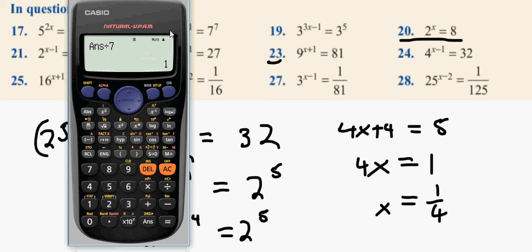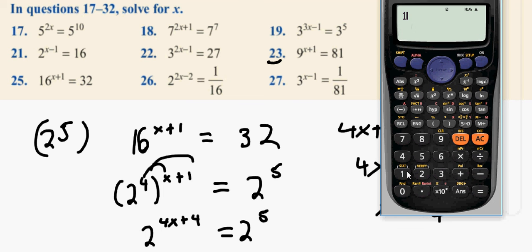Is there any way of checking my answer to be sure I'm definitely right? What can I do? 16 to the power of, what do we say it was? A quarter plus 1. So a quarter is the x value plus 1. What should the answer be if I'm correct? The answer is 32. You can check that you have the right answer.